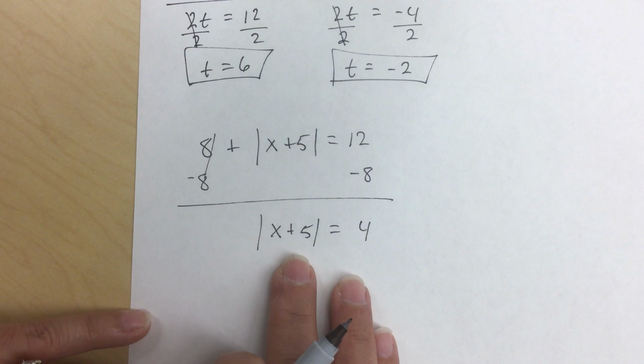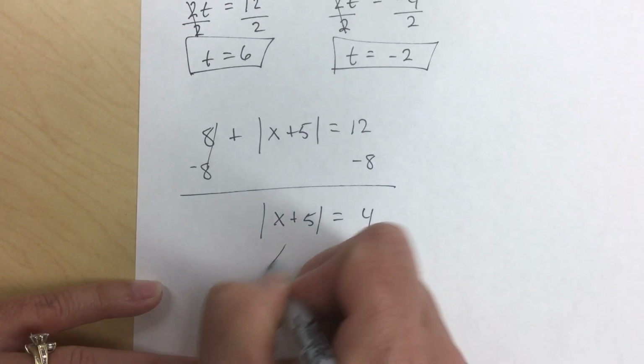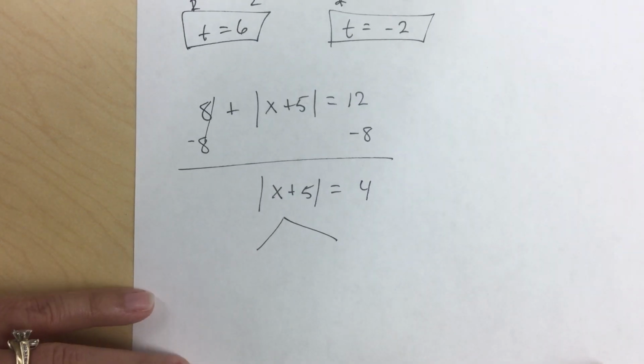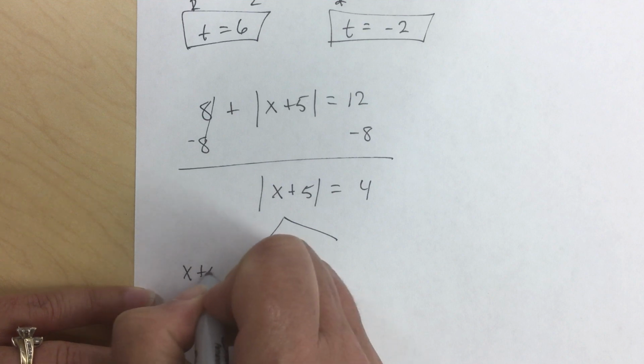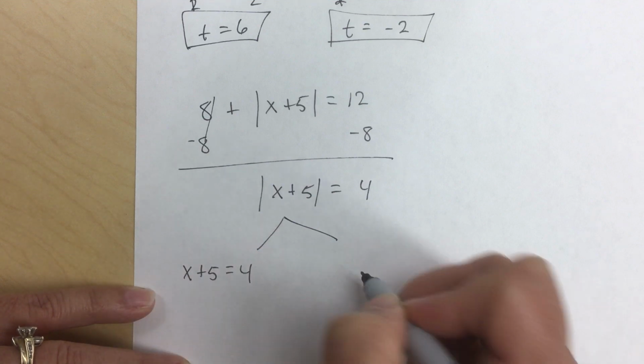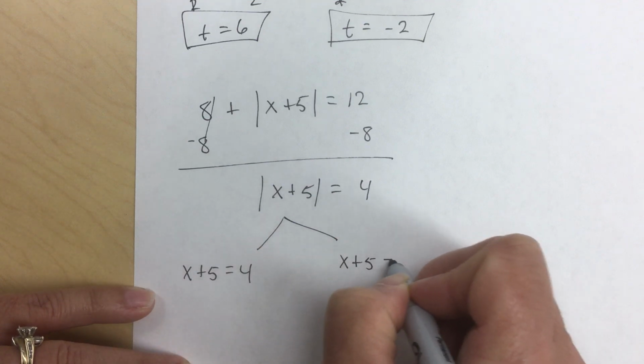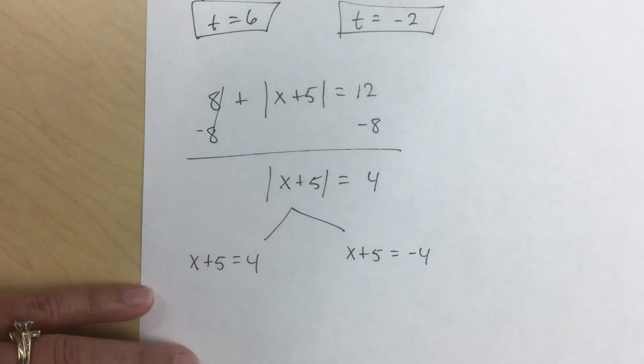Now that my absolute value is alone, we can break it up into two equations. So the first one is x plus 5 is 4. The other one is x plus 5 equals -4.